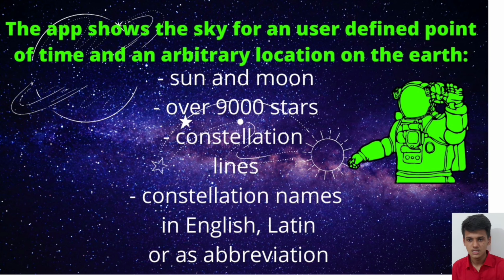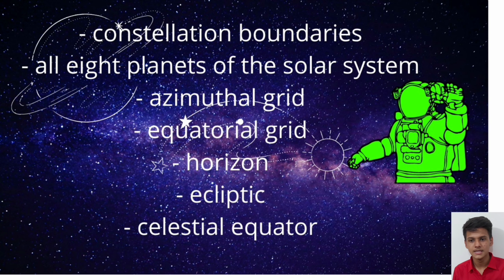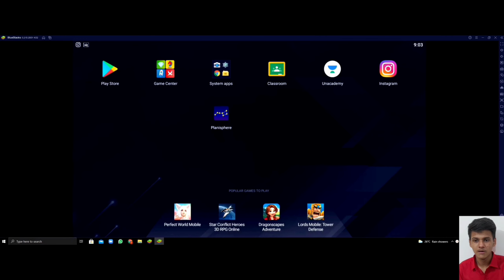The app shows the sky for a user-defined point of time and an arbitrary location on Earth, the Sun and Moon, over 9,000 stars, constellation lines, and constellation names in English, Latin or abbreviations. Also constellation boundaries, all the planets of the solar system, equatorial grid, horizon, ecliptic, and celestial equator. This app is fully responsive, user-friendly and enjoyable for everyone from younger to elder. So now moving to the app.